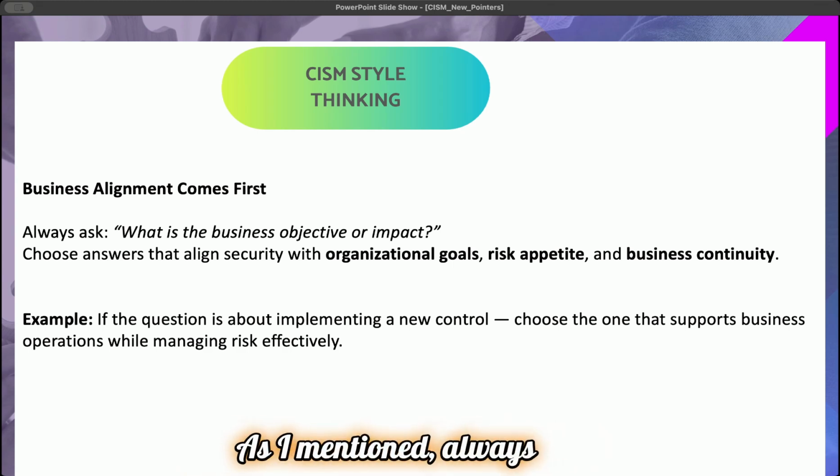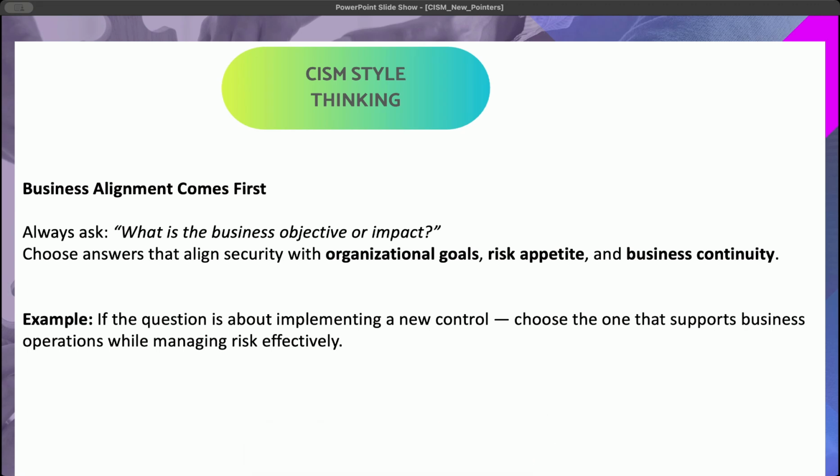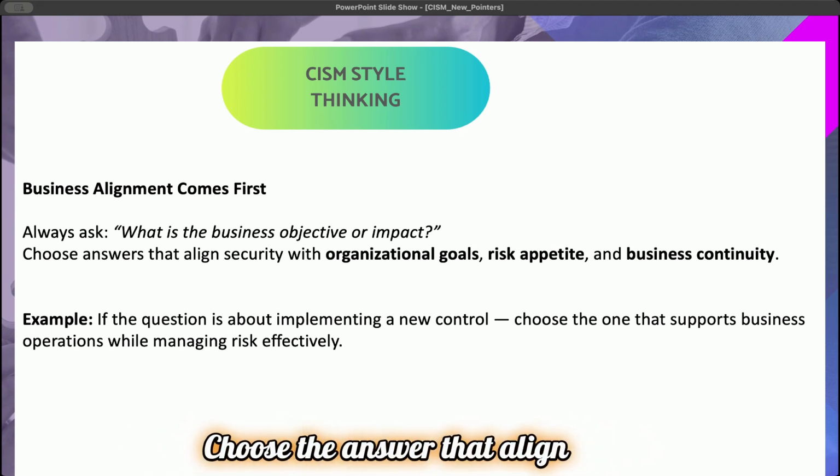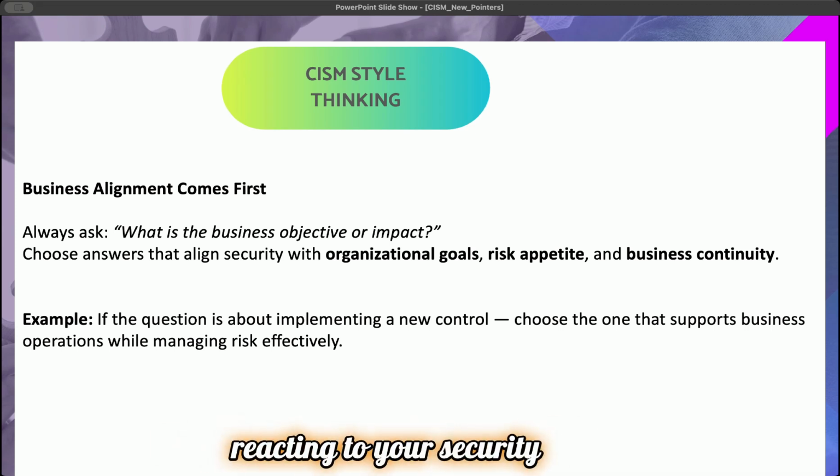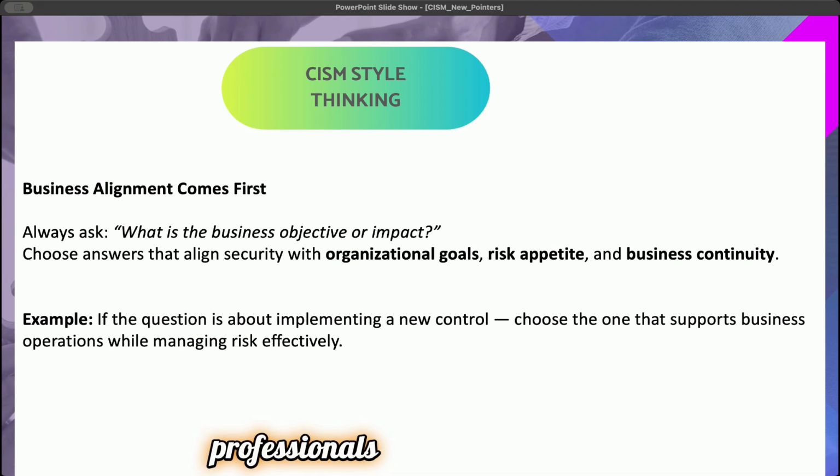As I mentioned, always ask what is the business objective or impact. Choose the answer that aligns security with organizational goals, risk appetite, and business continuity. What does this mean? It means that instead of reacting to a security issue from a purely technical standpoint, CISM professionals must consider how that issue affects the business, its goals, its revenues, its operations, reputation, compliance, and customers.